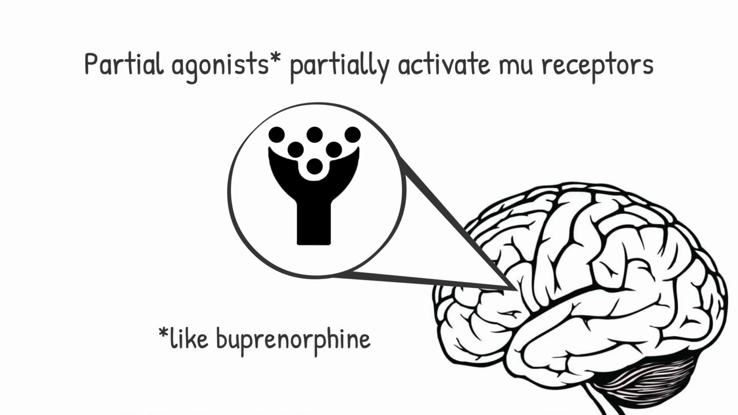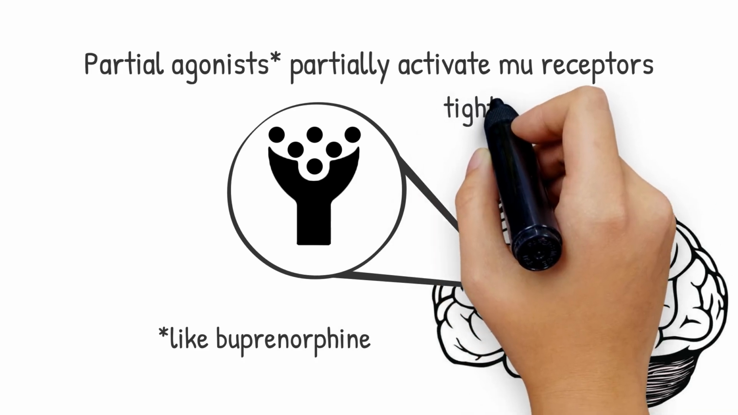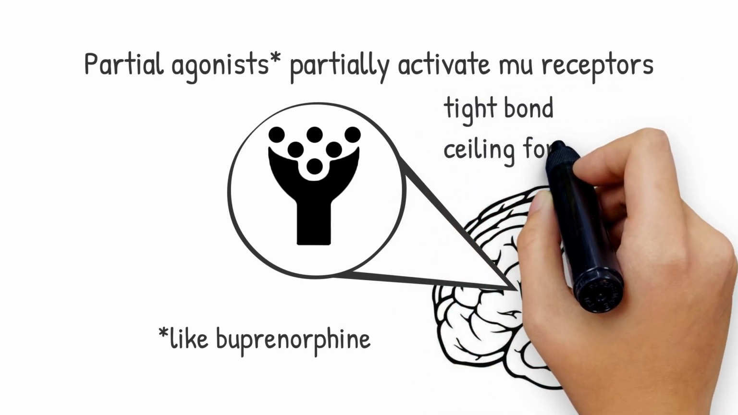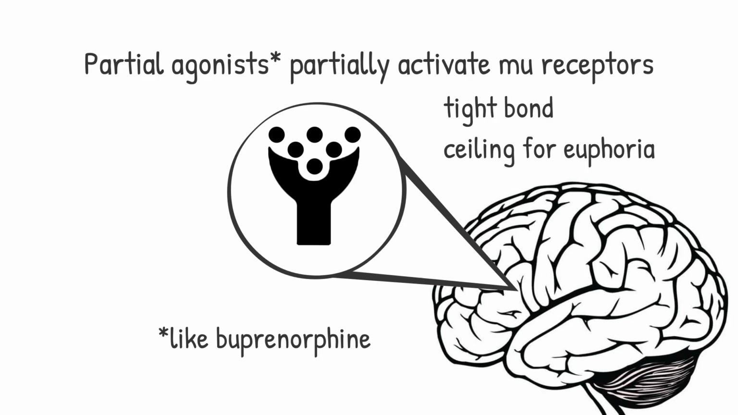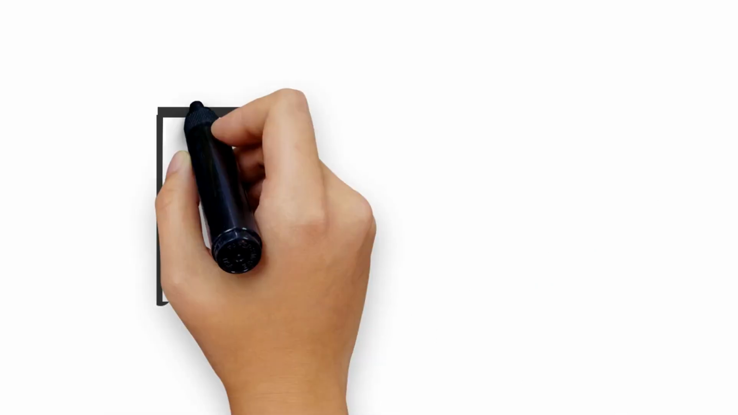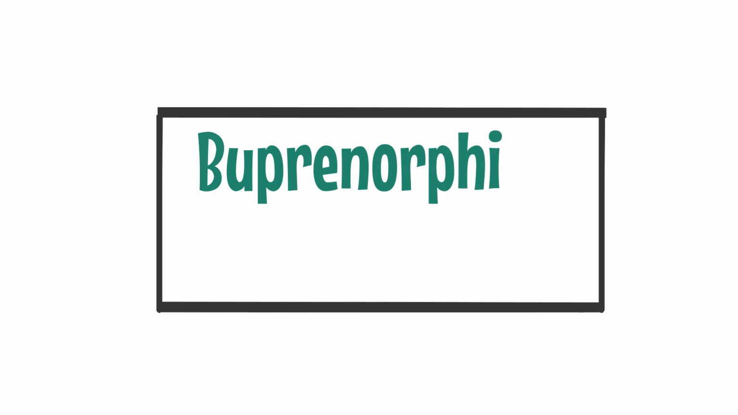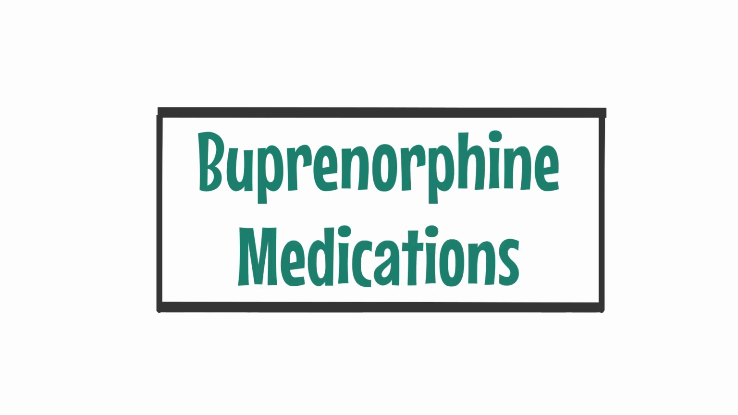It forms a tight bond with the mu receptors, but it doesn't fully activate them, so it doesn't create the rush of pleasure or high that full opioid agonists can. Some people do feel mild euphoria when they first begin taking buprenorphine, but most people adapt to it quickly and stop feeling any euphoria when they take their dose. Buprenorphine is prescribed to treat opioid use disorder and sometimes to manage pain.